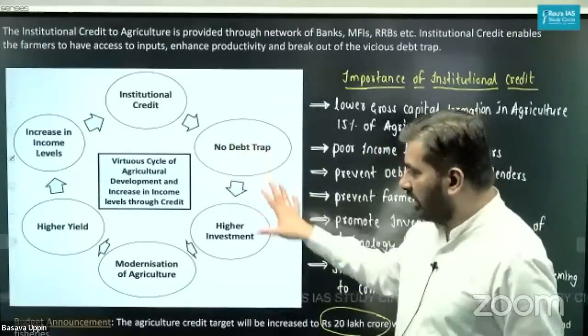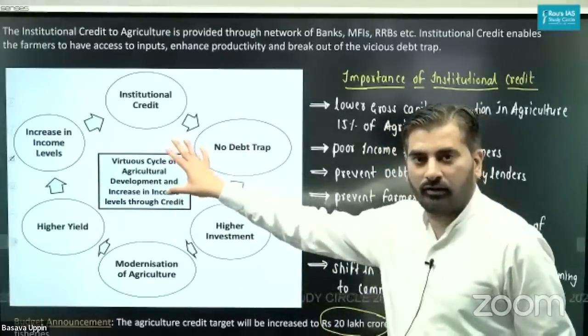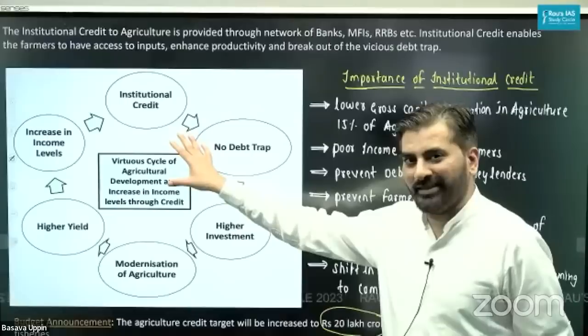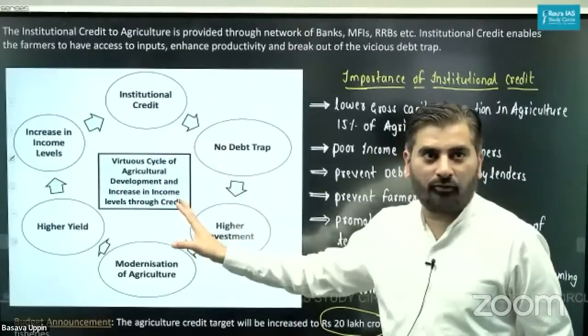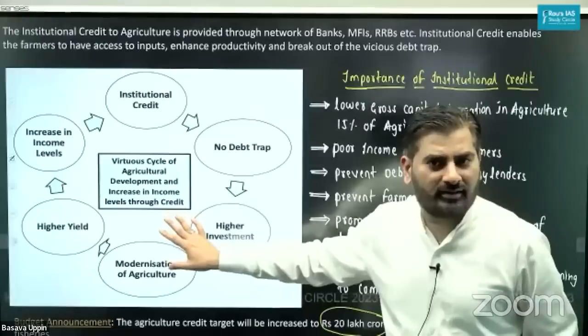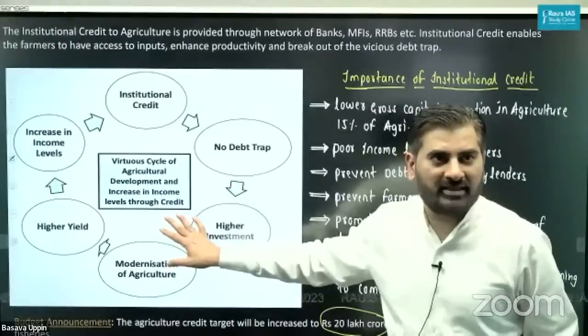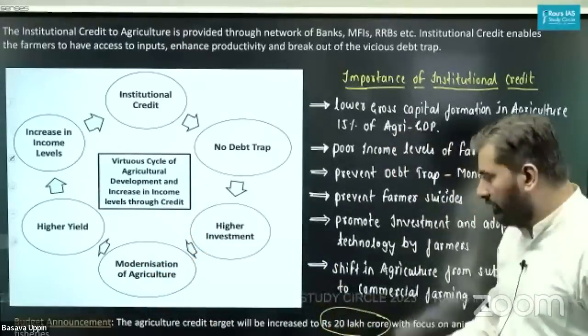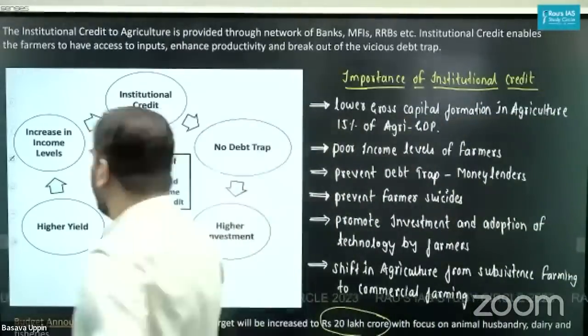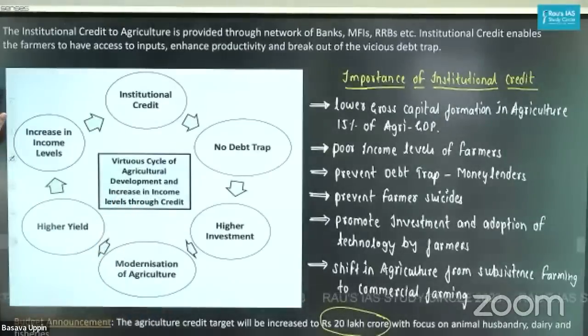So just remember this particular flow chart so that if you get a question in UPSC mains about agriculture credit and its significance, you can incorporate this flow chart. I hope this flow chart is self-explanatory. I don't have to explain this flow chart, right? Just remember the target. The target is to have 20 lakh crores. Other points are self-explanatory, which I hope you should be able to go through.